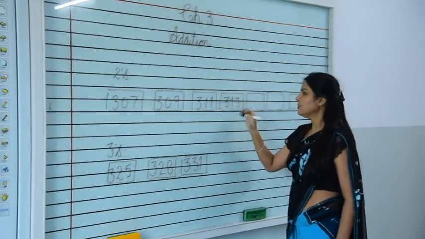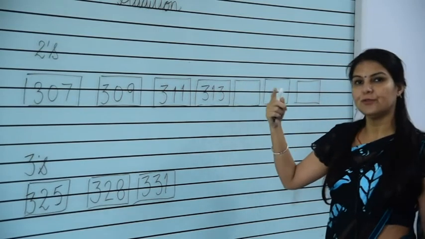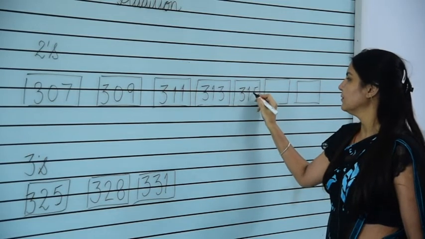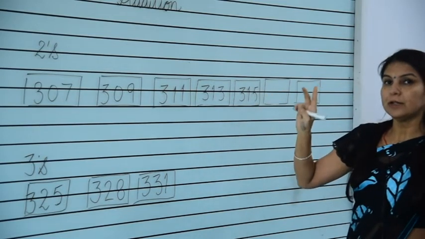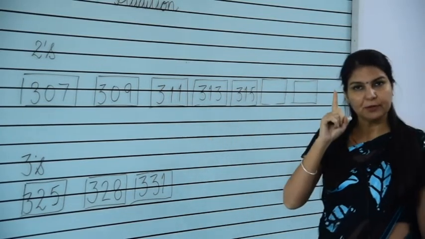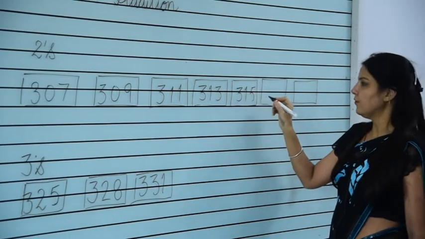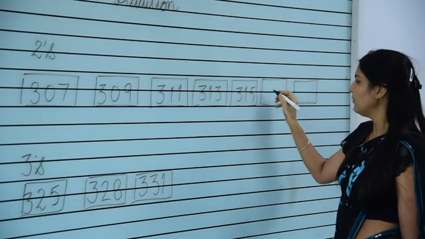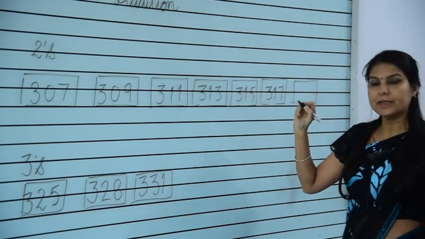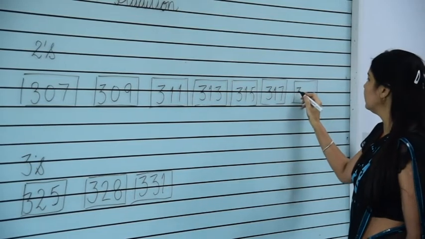And after writing 313, what we have to do? We have to skip 314 and we will write 315. So children, in skip counting twos, what we are doing? We are skipping one number and writing the second number. After 315, we will skip 316 and we will write 317. And after 317, we will skip 318 and we will write 319.